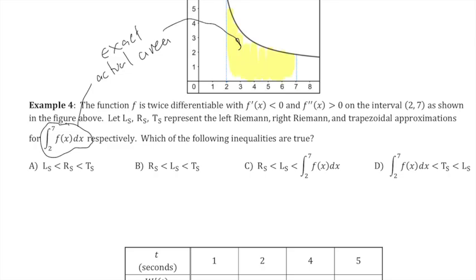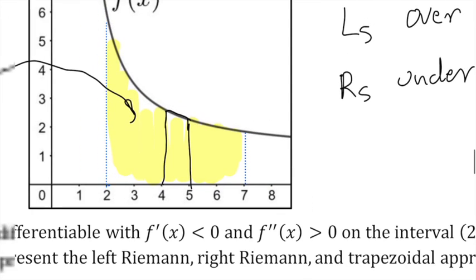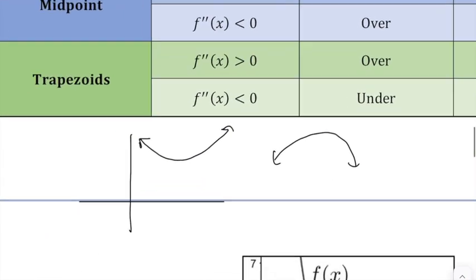So let's look at left and right Riemann sums. So this is decreasing. So my left Riemann sums are always going to be an over approximation. So my left Riemann sum is an over approximation. My right Riemann sums are going to be an under approximation. If we look at trapezoids, this one is going to be an over approximation also. And you can come back here to verify.